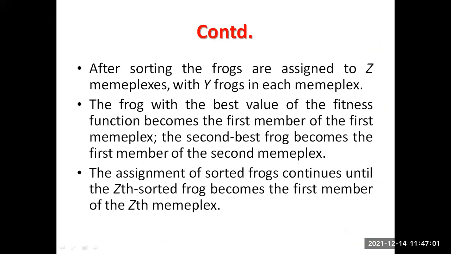Okay, so the assignment of sorted frogs continues until the jth sorted frog becomes the first member of the jth memplex. So this way, this will be repeated till you reach the last frog. So that means every frog will get some location, their colony, and that colony they will reside in. So how are we going to distribute these frogs among these different colonies? That is the task of this sorting process.